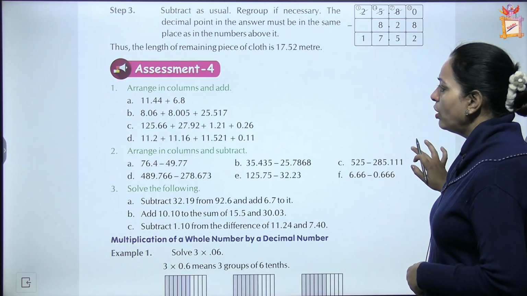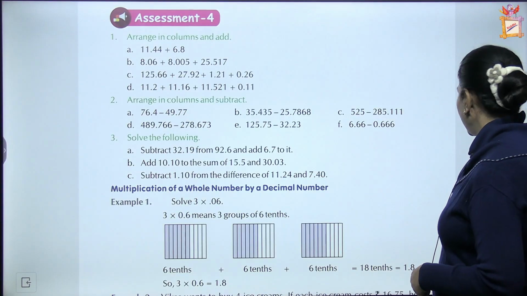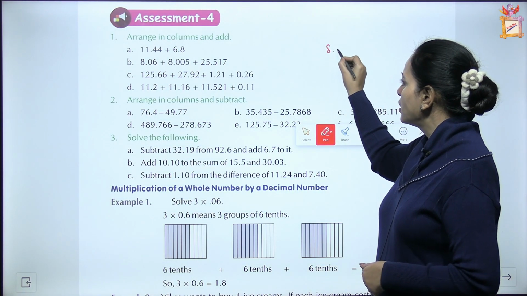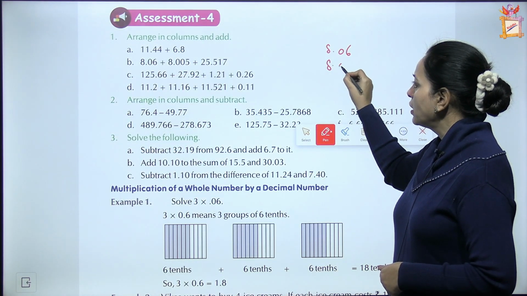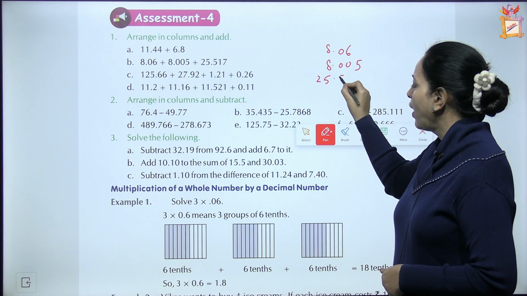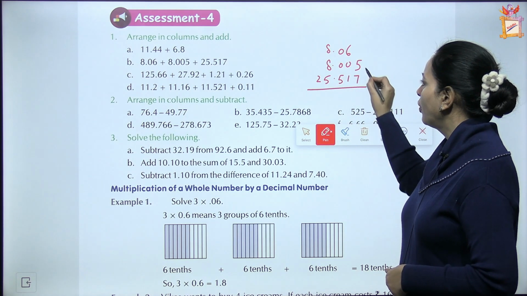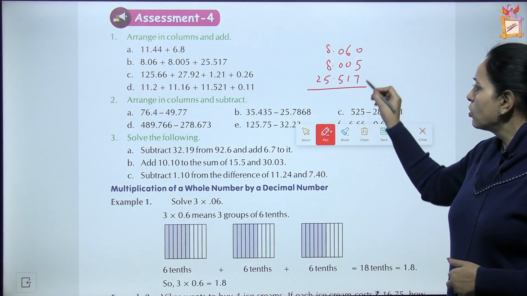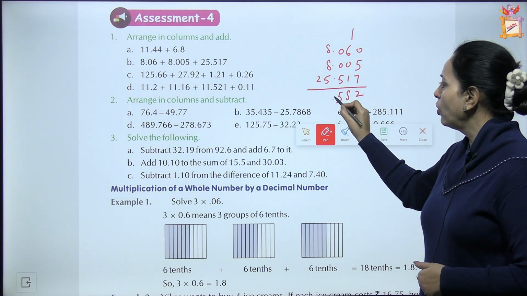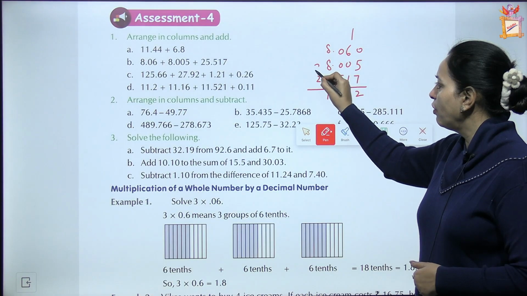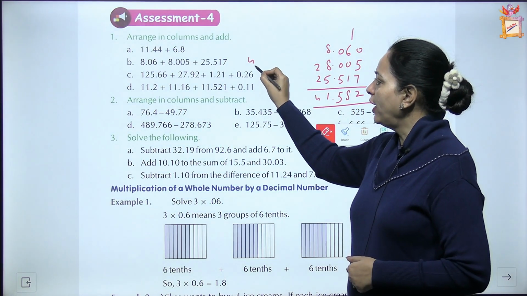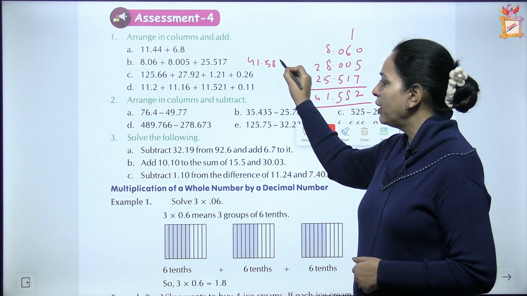Now assessment 4. The first one, arrange in columns and add. So very simple, like B part 8.06, 8.005 and 25.517. Write it very carefully. Now add. So 5 plus 7 12. So this is 8, this is 5 only. 8 8 16 plus 5 21, and this is 41.582. Similarly, you can try remaining parts.